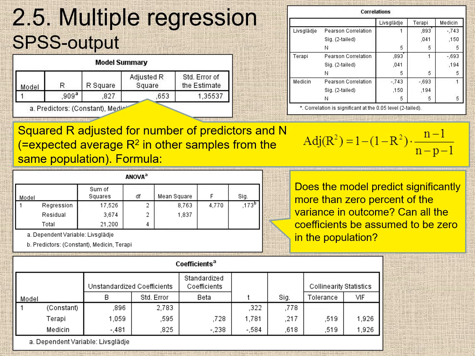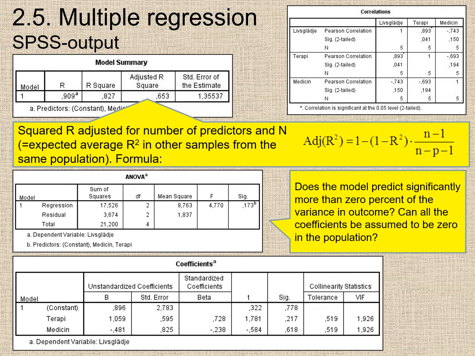And the same for medicine. If we keep therapy constant, an increase in medicine by 1 standard deviation is associated with a decrease in life satisfaction by 0.24 standard deviations.